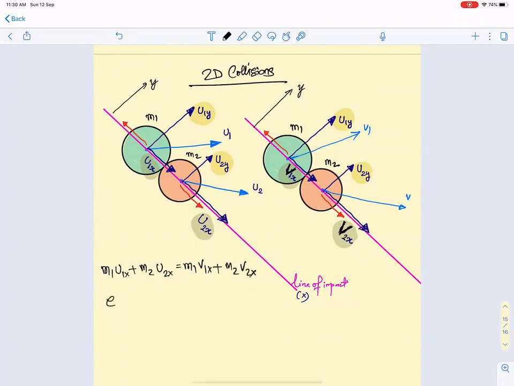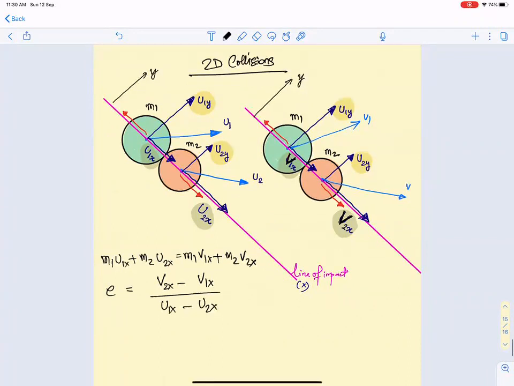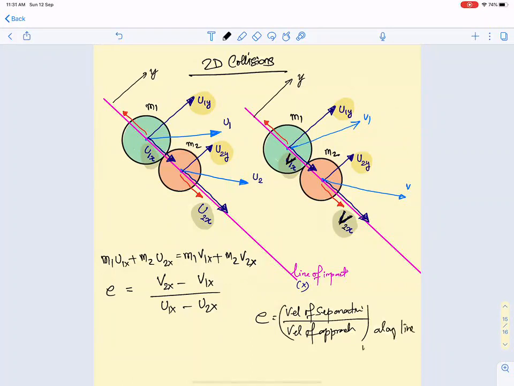Now e is along the line of impact, right? Because e is the ratio of the impulses. It has nothing to do with the y-axis. So that is v2x minus v1x divided by u1x minus u2x. So here e is the velocity of separation divided by the velocity of approach, but along the line of impact.